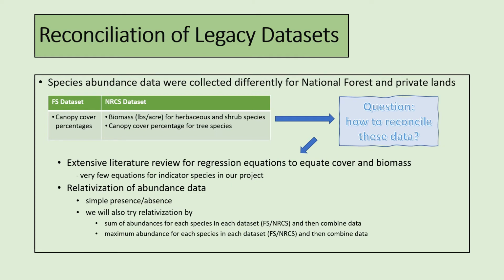So we are relativizing the abundance data. Currently, we are working with the most simple relativization, namely presence and absence. We will also try relativizing by the sum of the abundances for each species in each data set and by the maximum abundance for each species in each data set. Then we'll combine the two data sets.